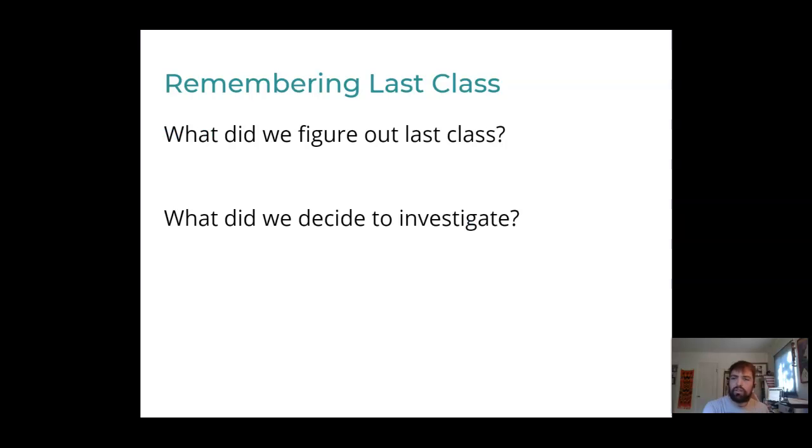Before we get started, let's quickly reflect on what we figured out last class and what we decided to investigate. What did we figure out about the factors that affect whether a population of organisms can grow or stay stable? Do some of these factors affect more than one population of organisms at once? How are changes related? And how can we track what's going on here to help us understand when something causes a big change or a small change to the ecosystem? Go ahead and take a second to respond to that.